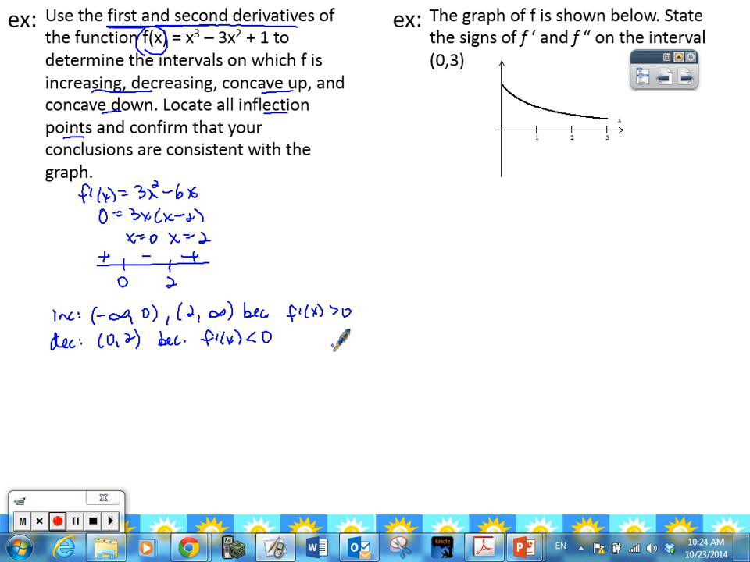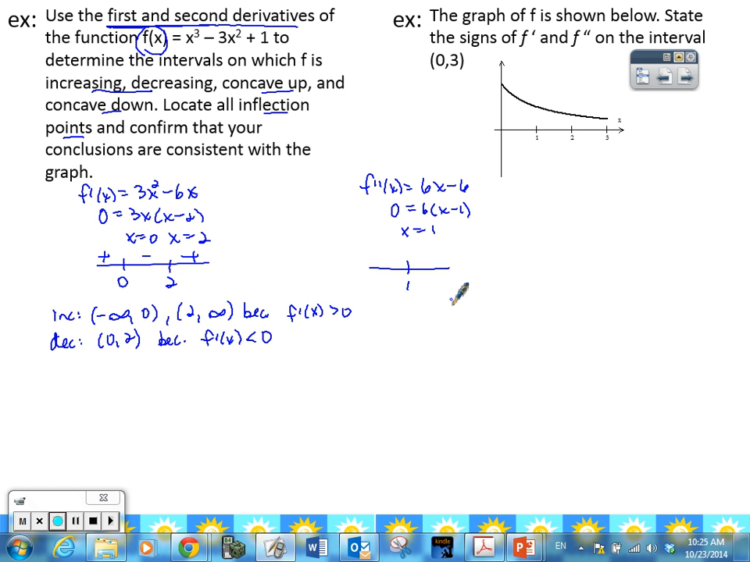Right. Our next step to work on concavity is to find the second derivative. So we need to do that. So I'll just write that over here. Let's find the second derivative, which is going to be 6x minus 6. Set it equal to 0. And I get just 1 point, a little baby sign chart.